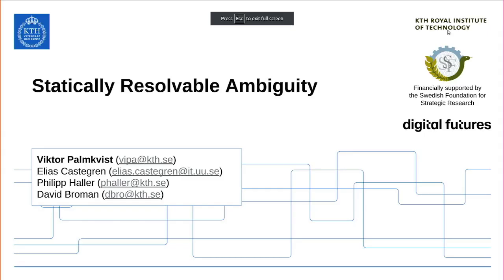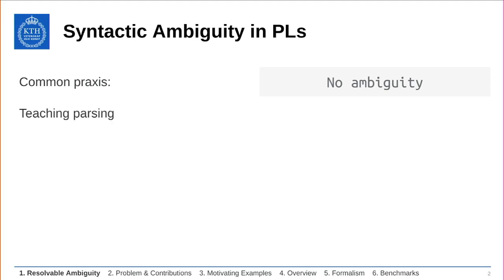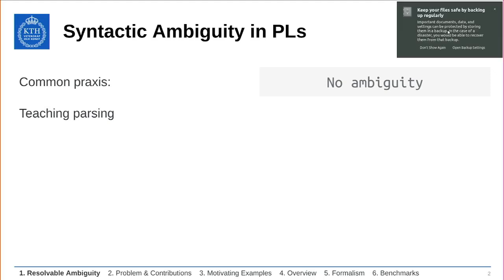Hi, I'm Viktor. I'm here from KTH in Stockholm to talk to you about syntactic ambiguity in programming languages. Now, let's start with the elephant in the room, which is: what's syntactic ambiguity? Programming languages do not tend to have syntactic ambiguity by design. They're constructed to never have it. In fact, I'd guess that a fairly large portion of the audience in this room have either given or taken a course on parsing that has gone something like this.